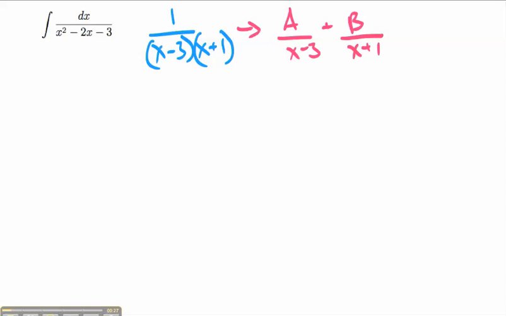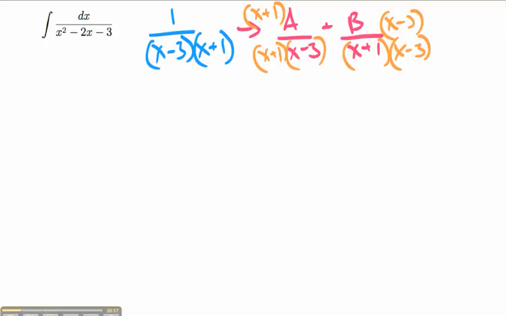Our next step is to solve for A and B. So how do we do that? First, we're going to combine the fractions here using the LCD. Our LCD is going to be (x minus 3)(x plus 1). So this here is going to need an x minus 3, and whatever you do to the bottom, you do to the top. And this here is going to need an x plus 1, and whatever you do to the bottom, you do to the top.